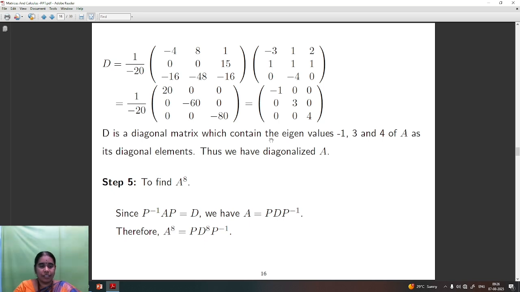Yes. Next, we have to calculate the higher power, which is nothing but A power 8. To find A power 8, we know that since P inverse AP is equal to D, by simple calculation A power 8 is nothing but P into D power 8 into P inverse. So, we have to multiply the matrix P with the D power 8 matrix and then multiply this with the P inverse matrix. We have P.